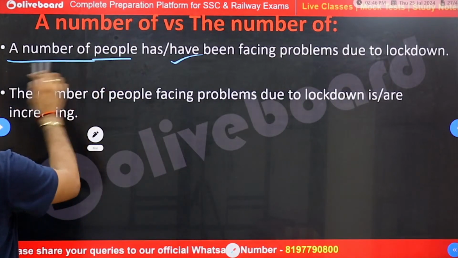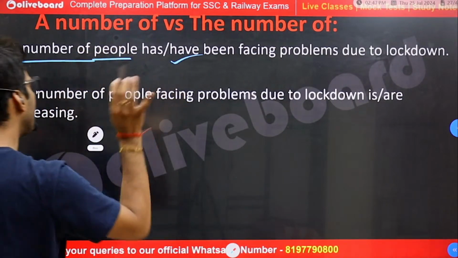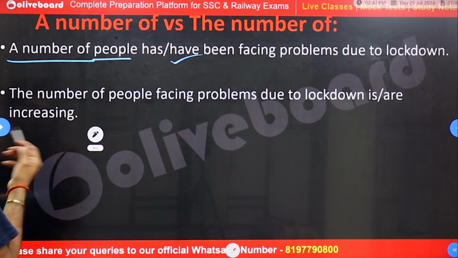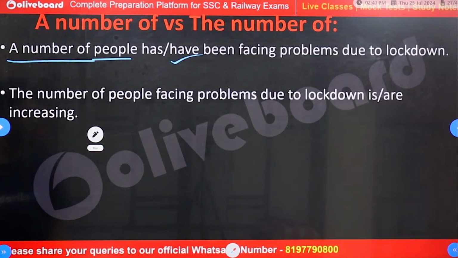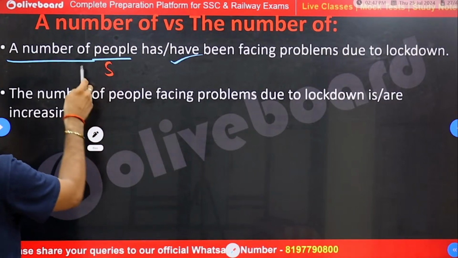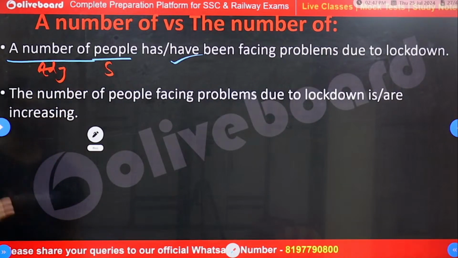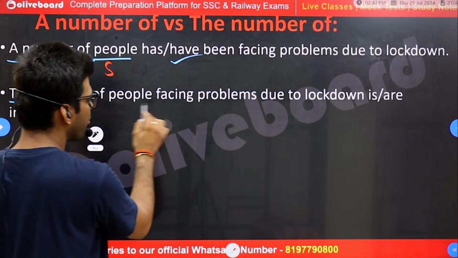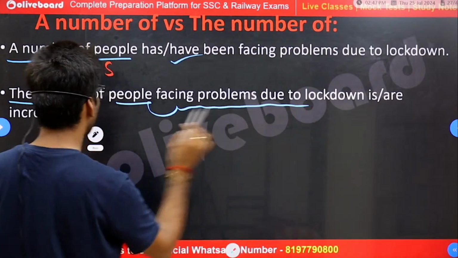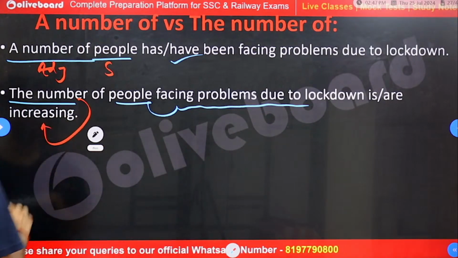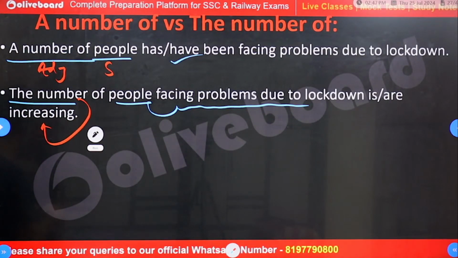A number of people, a lot of people, many people, a great many people, some people are facing problems due to lockdown. The main subject is people. That's the adjective defining the quantity. Many people, some people, a few people, etc. But when you talk about the number specifically, the number of people who are facing problems due to lockdown, and that number is decreasing. That number is increasing.